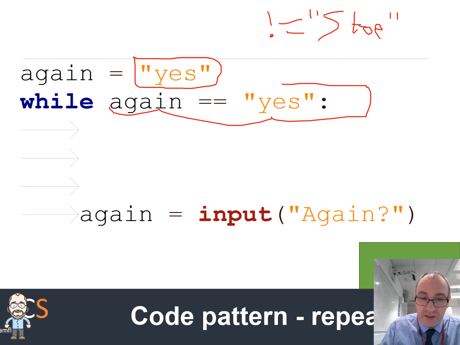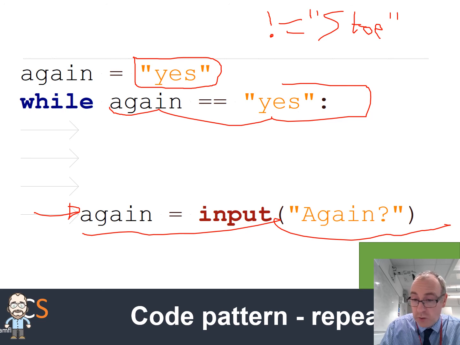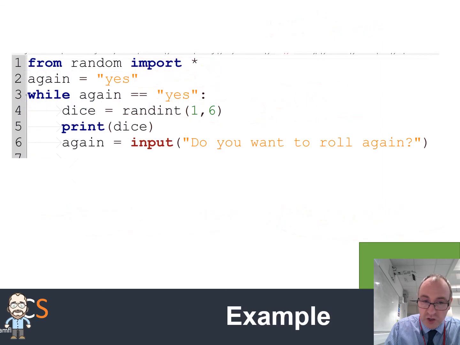Once I have this code pattern, I will then get to the end by asking again: do you want to go again? Do you want to stop? Do you want to end? That kind of question using the input. And then finally, I can shove my code inside it. So as you can see, it's very similar to what I did before. I've got the start of my while loop, I've got the end of my while loop, and inside it, I've got the code I want to repeat.